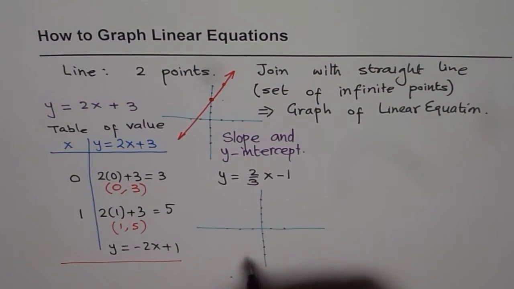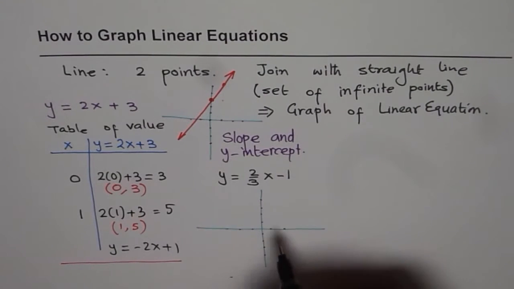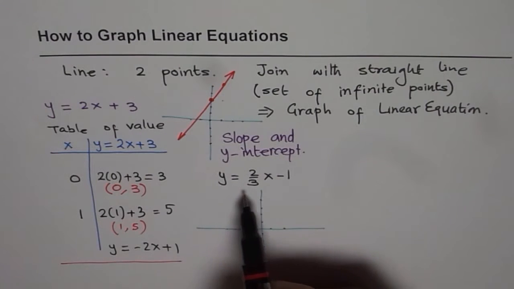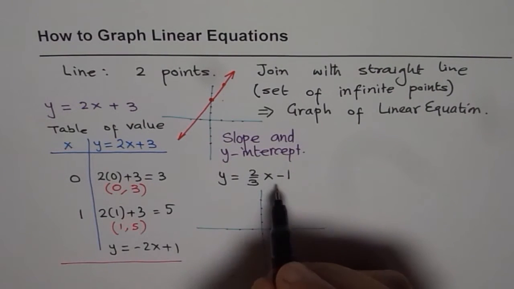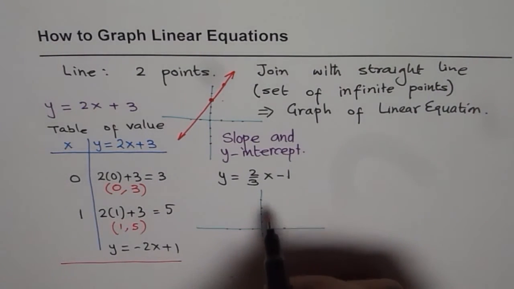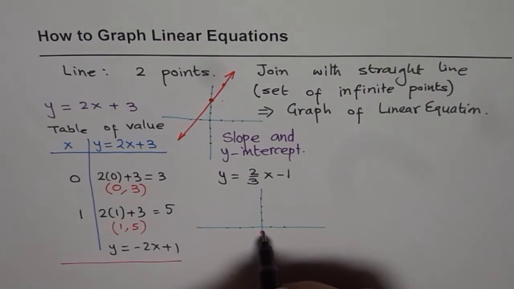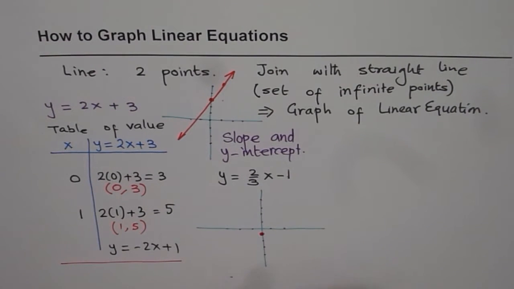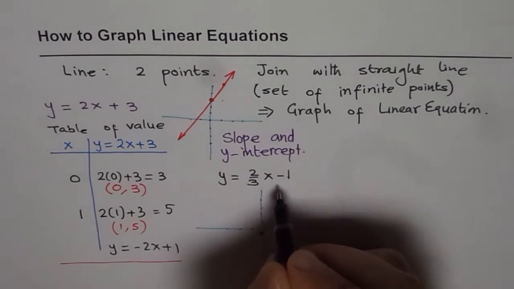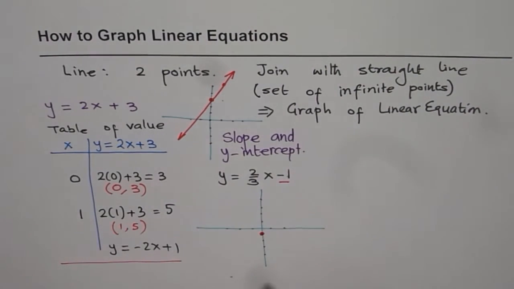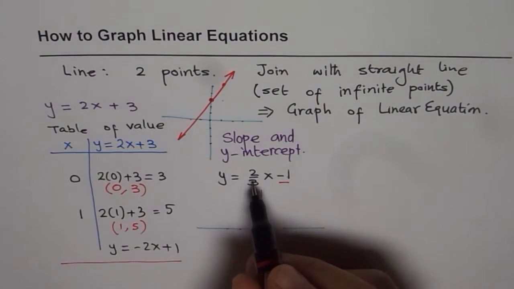Let's say these are our x and y points on the coordinate plane. y equals 2 over 3x minus 1. The y-intercept is minus 1, right? So that is this point, minus 1. So that is my y-intercept. So I know the y-intercept b is minus 1. Slope is 2 over 3.